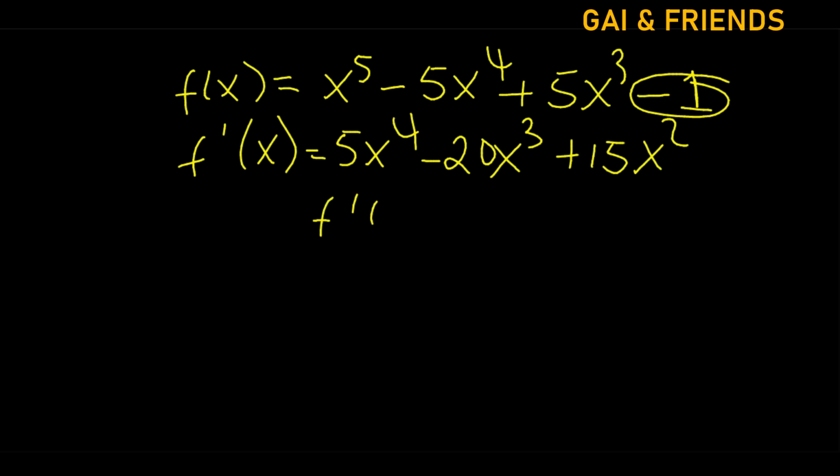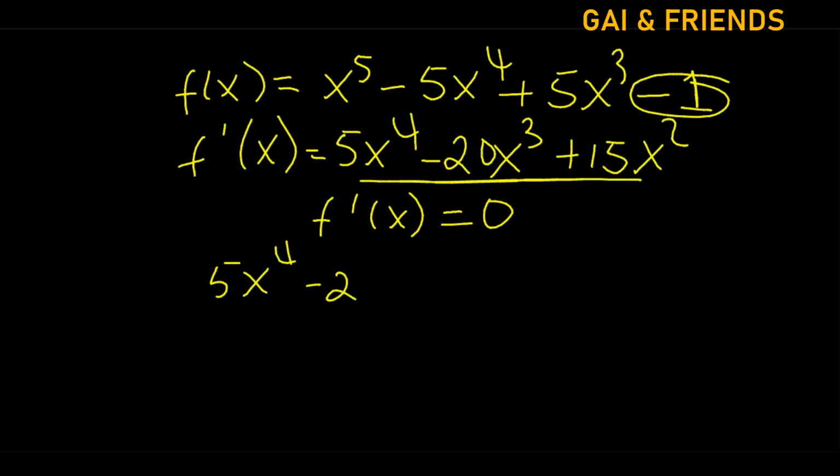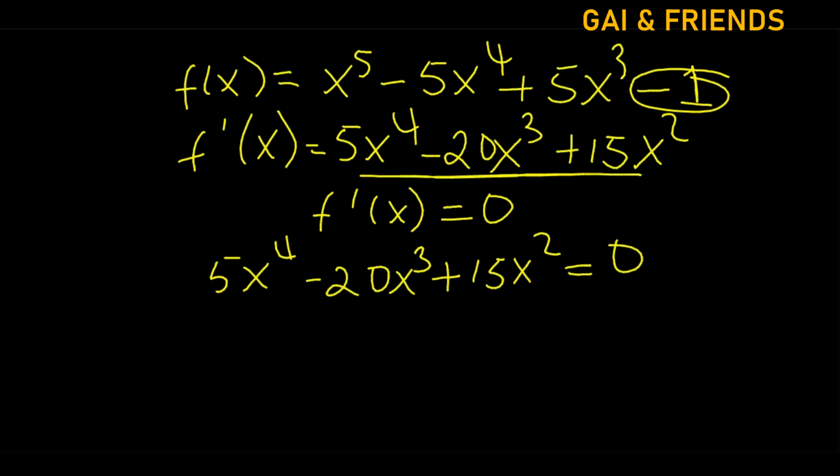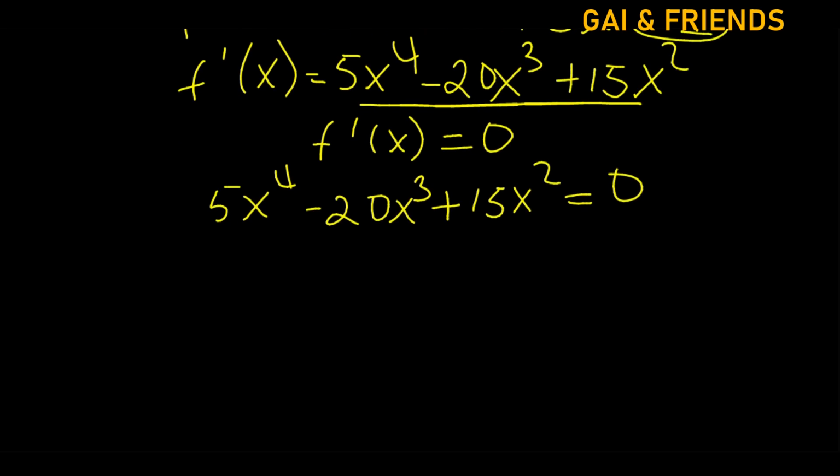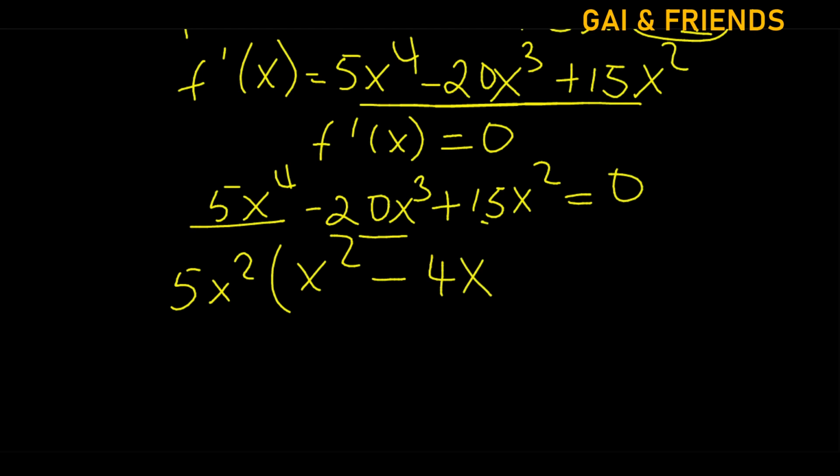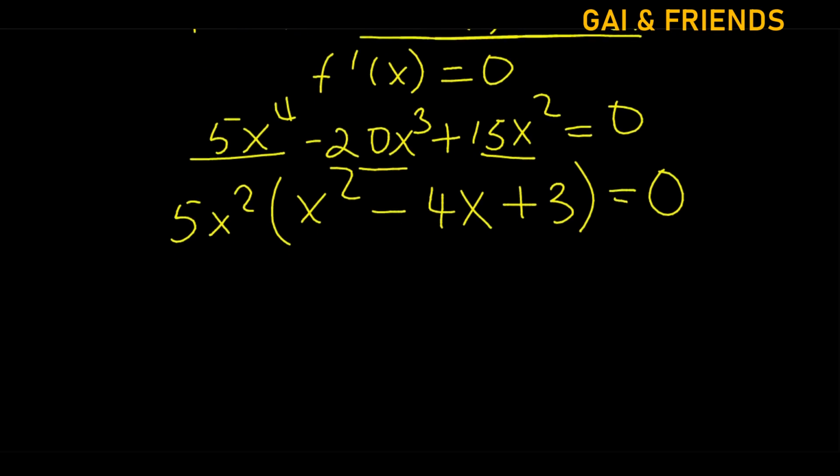Now let's say f prime of x is 0, so we can equate our function to 0. It's going to be 5x to the 4th minus 20x to the 3rd plus 15x squared, equal to 0. Now let's find the critical points. I can see that 5 is a common factor here, so let's factor out 5x squared. When we factor out 5x squared, we are going to remain with x squared minus 4x plus 3. And then we equate all of that to 0.